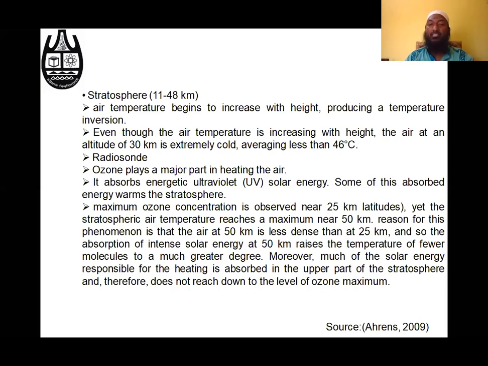The reason for this phenomenon is density. The air at 50 kilometers is less dense than at 25 kilometers, and so the absorption of the intense solar energy at 50 kilometers raises the temperature of the air molecules to a much greater degree. So this is a consequence of the atmosphere also. In your exam, sometimes there is a small but very important question: why is the stratosphere important? So you can write this down.